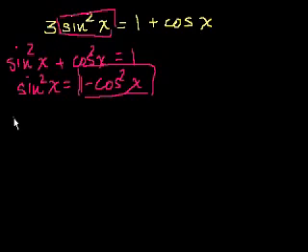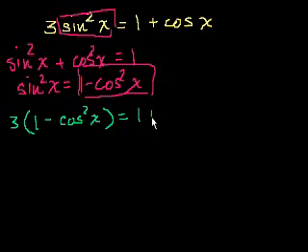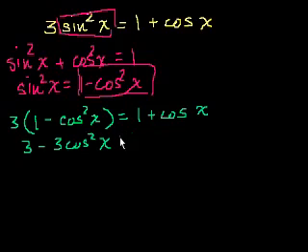Let's substitute. So we get 3 times sine squared of x. We just showed that sine squared of x is the same thing as 1 minus cosine squared of x. 1 minus cosine squared of x is equal to 1 plus cosine of x. We can simplify it a little bit. 3 minus 3 cosine squared of x is equal to 1 plus cosine of x.